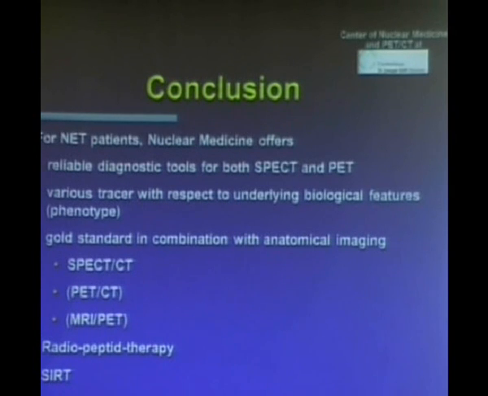so that I can conclude that for NET patients, nuclear medicine offers reliable diagnostic tools, especially for whole body imaging, SPECT and SPECT CT, and the gold standard is octreotide scintigraphy using whole body scan and SPECT CT. And we have to remember that all these scintigraphic methods also have a therapeutic intention. So at the end, we cannot say only yes, we can, but also yes, we scan. Thank you very much.